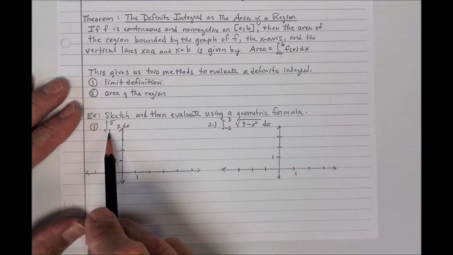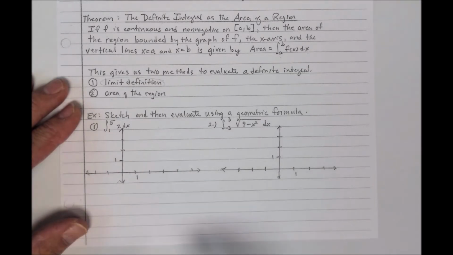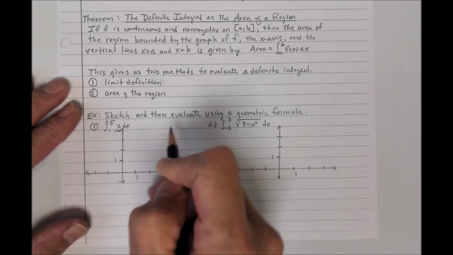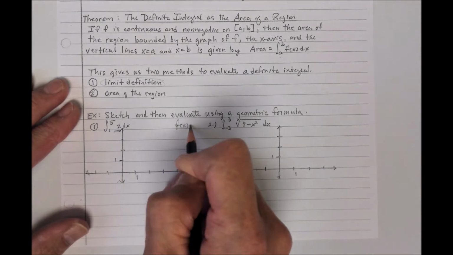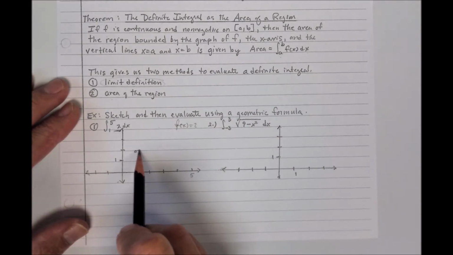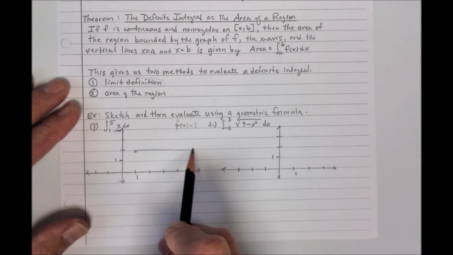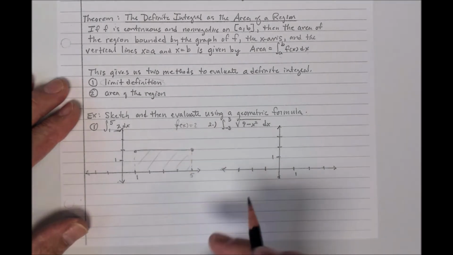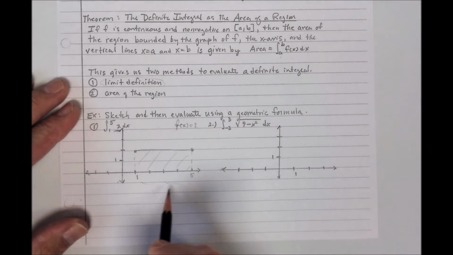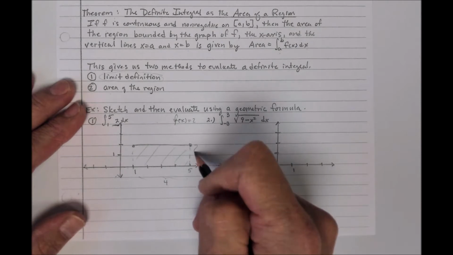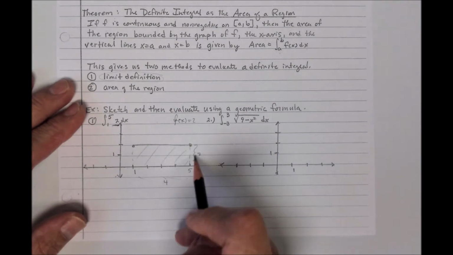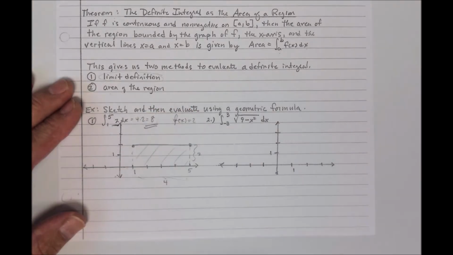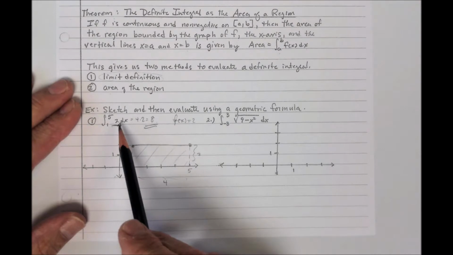So I have the definite integral from 1 to 5 of 2 dx. Well, from 1, 2, 3, 4, 5, my function y, or f of x, equals 2. That's a horizontal line. That's a constant function. From 1 to 5, I actually have a rectangle. This distance here is 4. This distance here is 2. So this is 4 times 2, which is 8. So the definite integral is actually 8. I use geometry to find the definite integral.